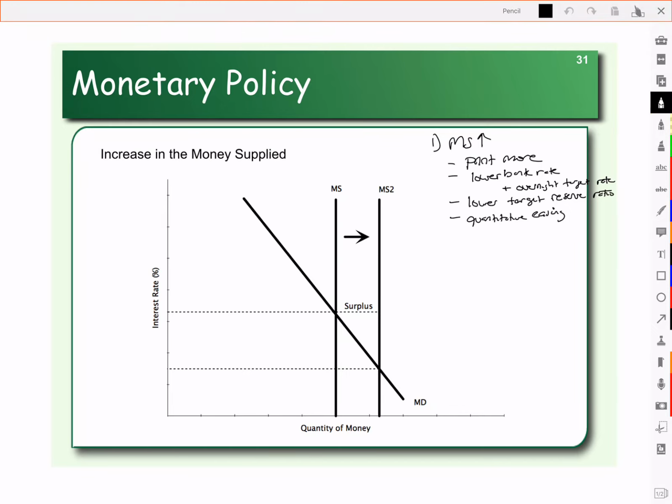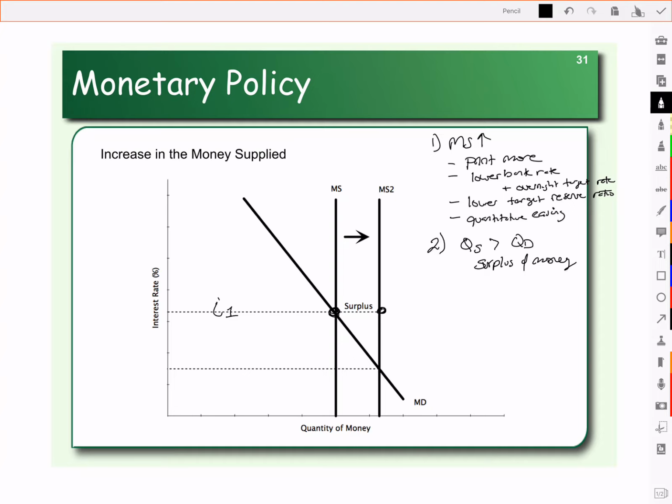So let's suppose we increase the money supply. Well, if we increase the money supply, then at the current interest rate, so here's where we are here, we now have, well, let's see, quantity supplied is more than quantity demanded, right? So we have what, a shortage or a surplus? We have a surplus of money. So there's more money, more cash on hand than we want to spend.